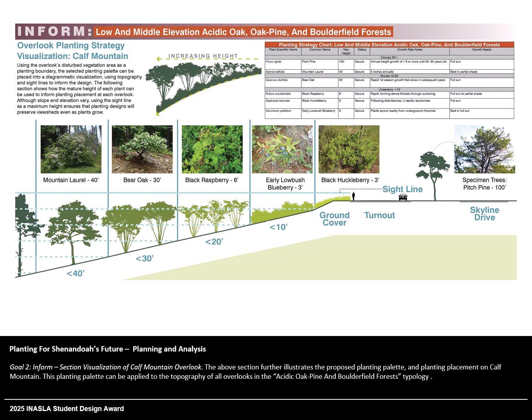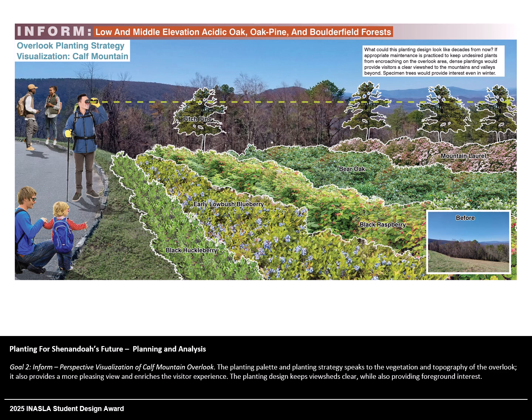I created this section in order to visualize how the planting palette proposal will keep sight lines clear and also provide visual interest. This section also illustrates how the planting palette can be applied to any overlook by measuring its topography. This before and after perspective shows how this planting strategy not only speaks to the vegetation and topography of Calf Mountain Overlook, it will also provide a more pleasing view and enriching visitor experience with foreground interest.